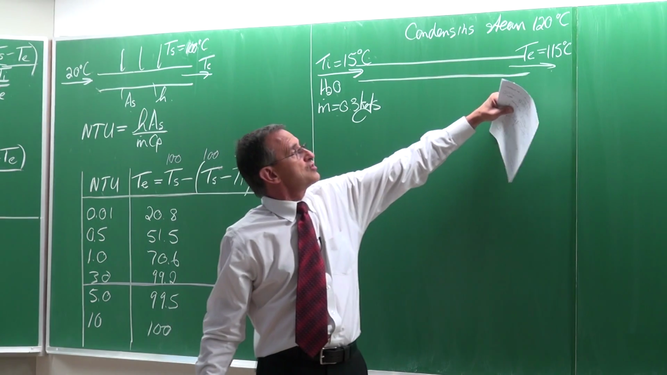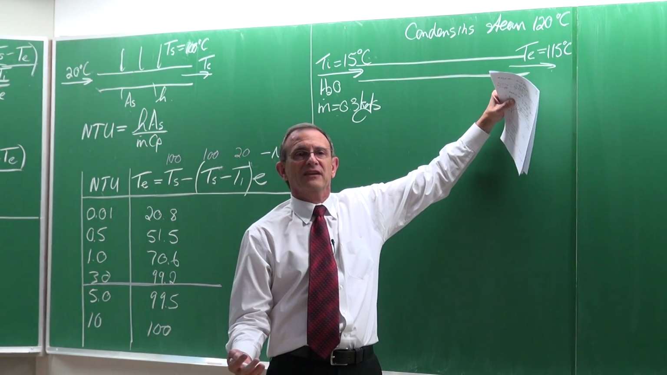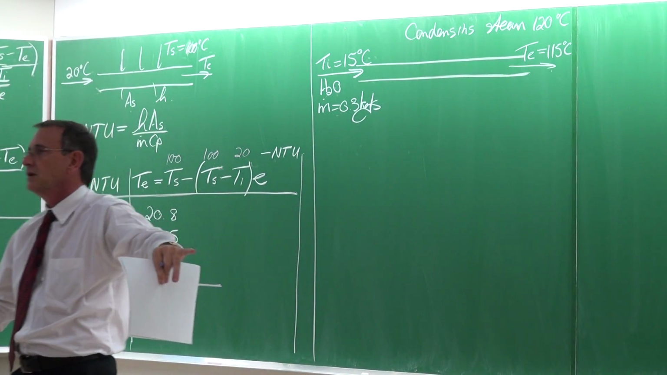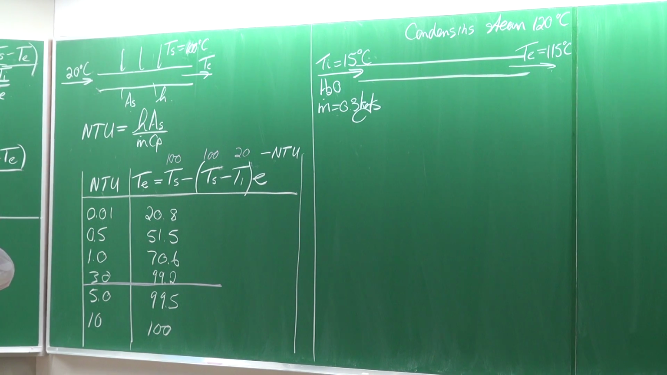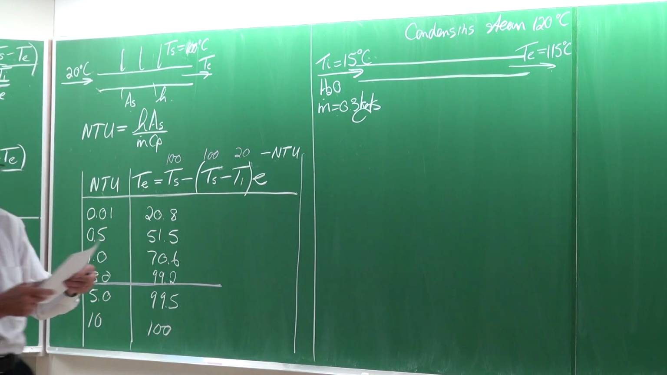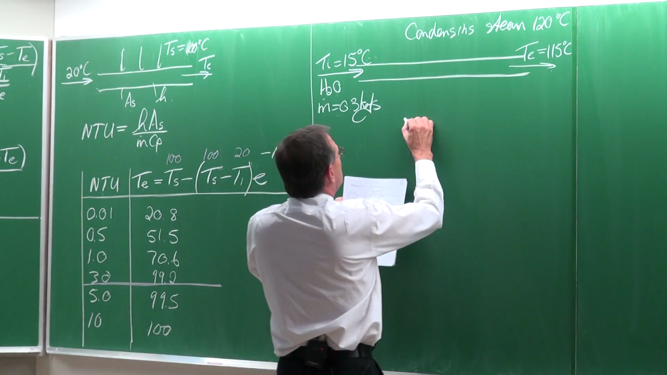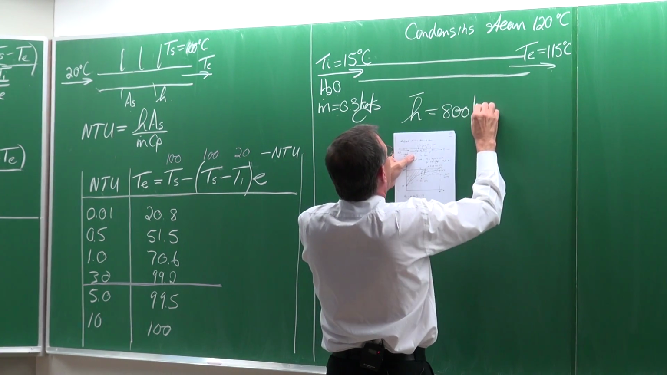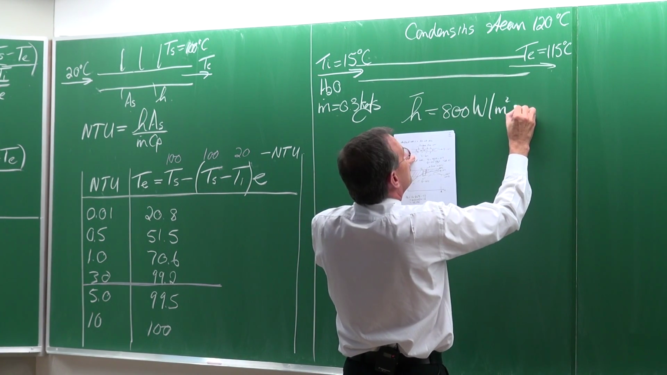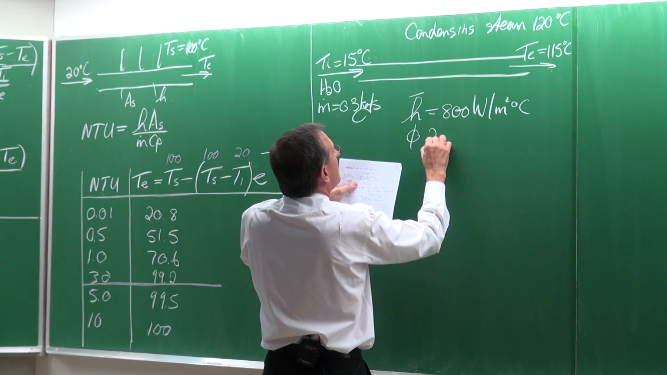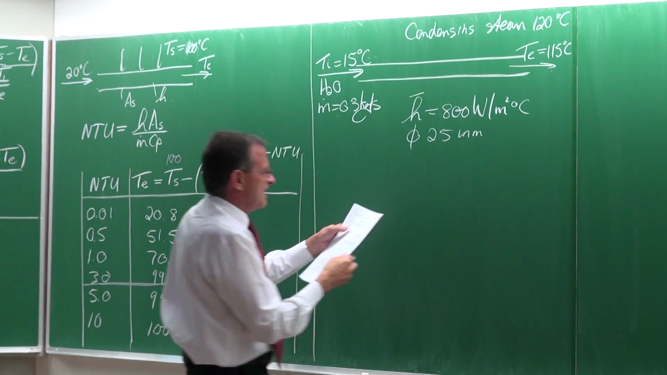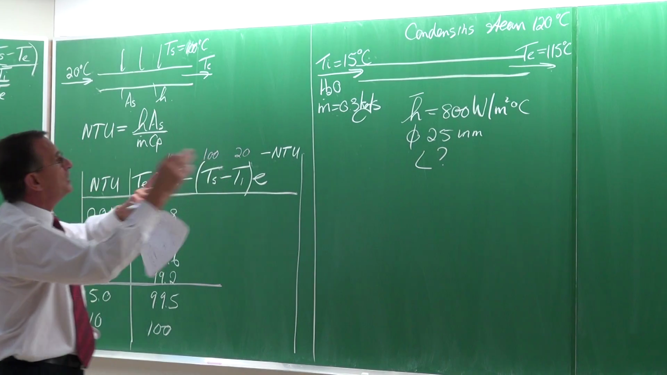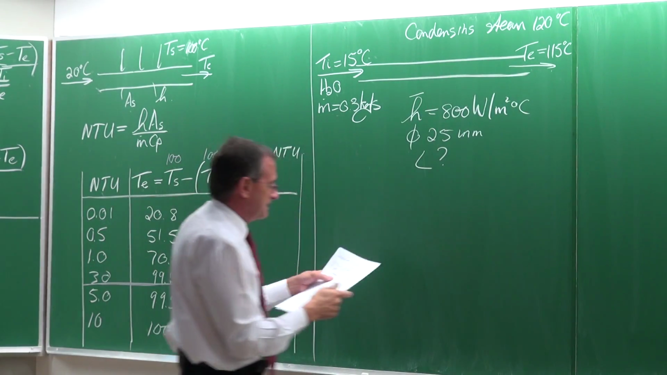Okay? Is it possible to heat water to temperatures higher than 100 and still be a liquid? The answer is yes, if the pressure is high enough. Okay. So in this case, it stays water. There's no phase change of the water on the inside. It is a single phase fluid. Okay. And it is given to us that the average heat transfer coefficient is equal to 800 watts per square meter degree Celsius, and the tube diameter is 25. And the question is, what length of tube is required to get to that temperature of 115 degrees Celsius?